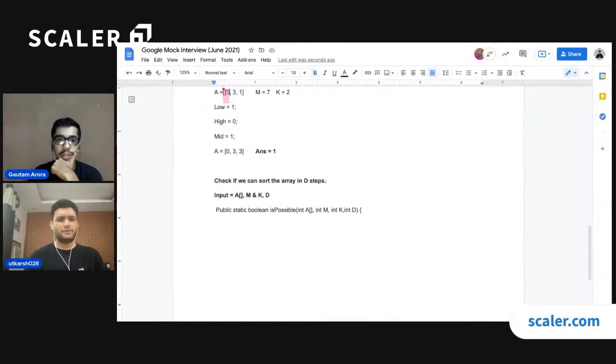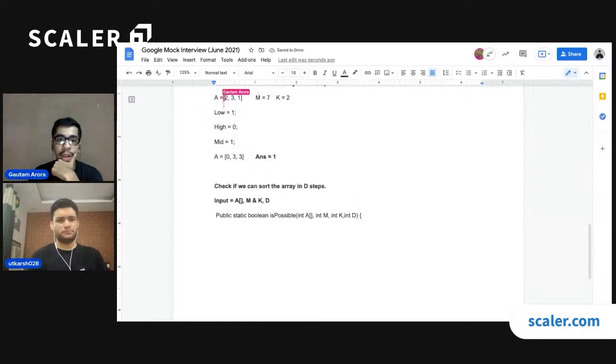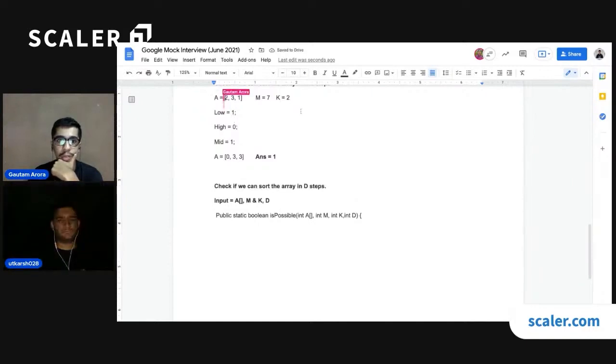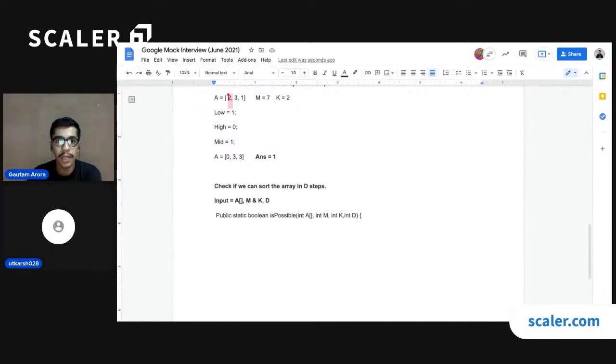What about if this is 2? If this is 2, I'll add 2 to it to make it 4, and then add 2 again to make it 6, and then add 1 to make it 0. So I think any value can become 0 eventually.